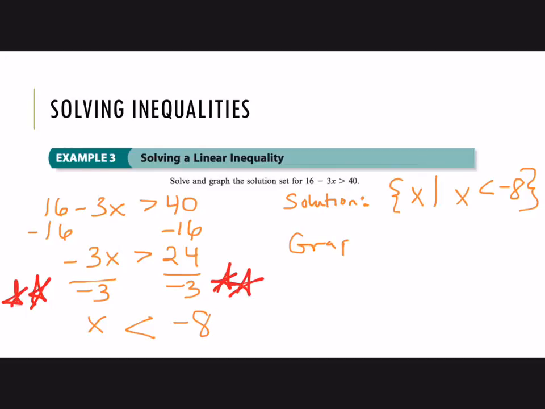And then a graph. So we'll plot negative 8 and some numbers on either side. And then x cannot equal negative 8, so we do an open circle there. And then we want everything less than that, so that would be numbers to the left.